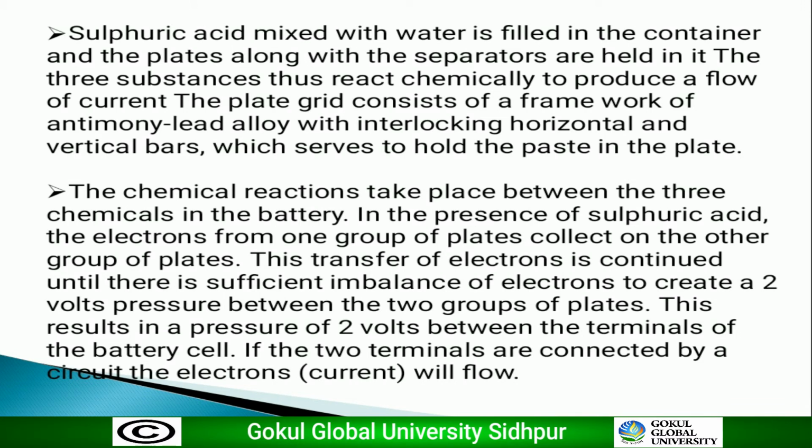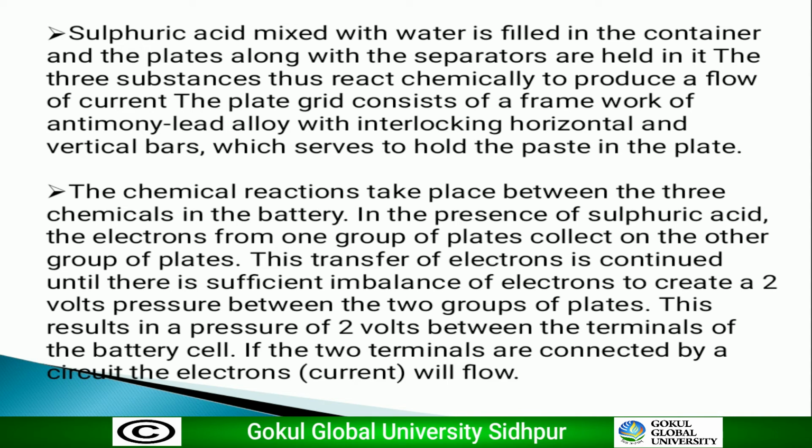Sulfuric acid mixed with water is filled in the container, and the plates along with the separator are held in it. The three substances thus react chemically to produce a flow of current. The plate grid consists of a framework of antimony lead alloy with interlocking horizontal and vertical bars, which serves to hold the paste in the plate. It's about the active material of positive and negative plates. This active material is held in the plate in spongy or soft form.